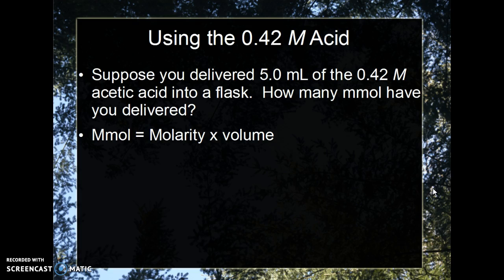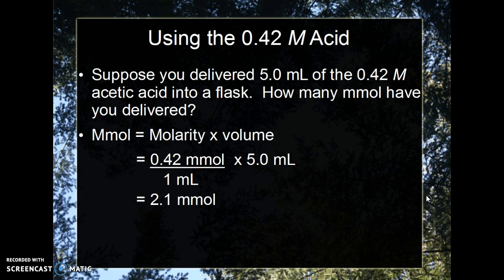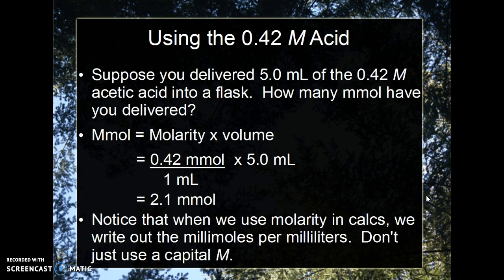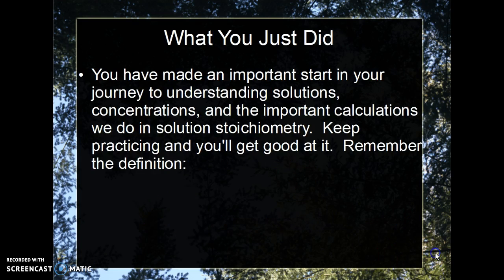Millimoles equals molarity times volume. Well, the molarity is 0.42 millimoles per 1 milliliter, 0.42 molar. We multiply that by 5.0 milliliters, and we get 2.1 millimoles. Notice, when we use molarity in calculations, we will write out, either fully or in abbreviation, millimoles over milliliters. Do not use just a capital M, because that really doesn't cancel out like milliliters and milliliters do.